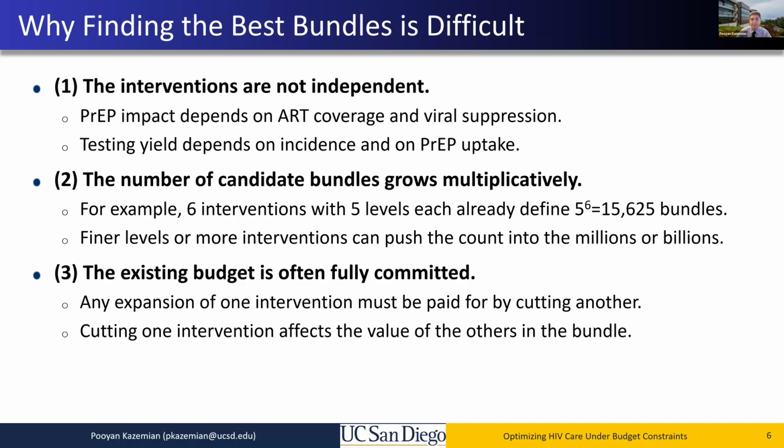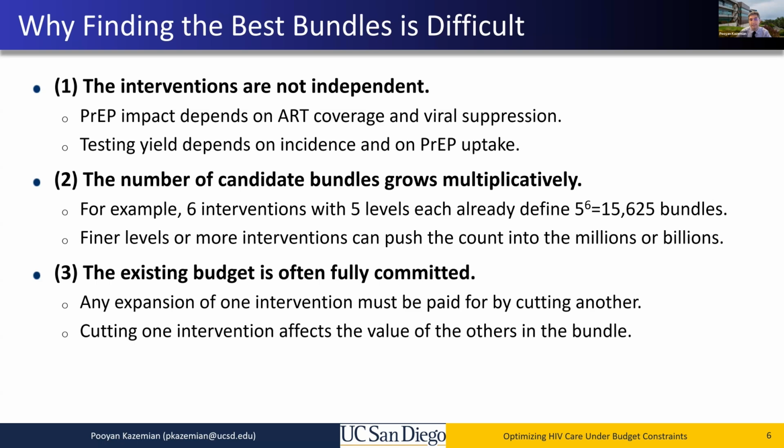The second reason is that the number of candidate bundles grows multiplicatively. So consider 6 interventions at 5 levels each. That is already 5 to the power of 6 or over 15,000 bundles of care or 15,000 combinations of interventions. If we consider finer levels, for example, if we consider 10 levels per intervention, or if we want to model additional interventions, that can push the number of feasible combinations of interventions into millions or billions.